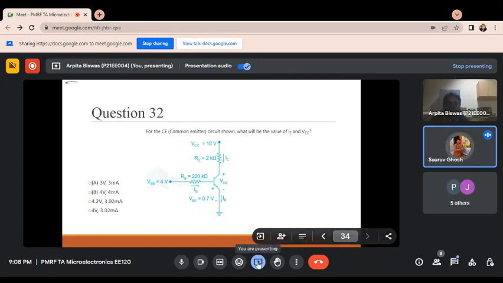Ma'am, the option, it is coming as the last one. Yes, the right option is the last one, 4 volt, 3.02 milliamps. Can we explain here how we have calculated?